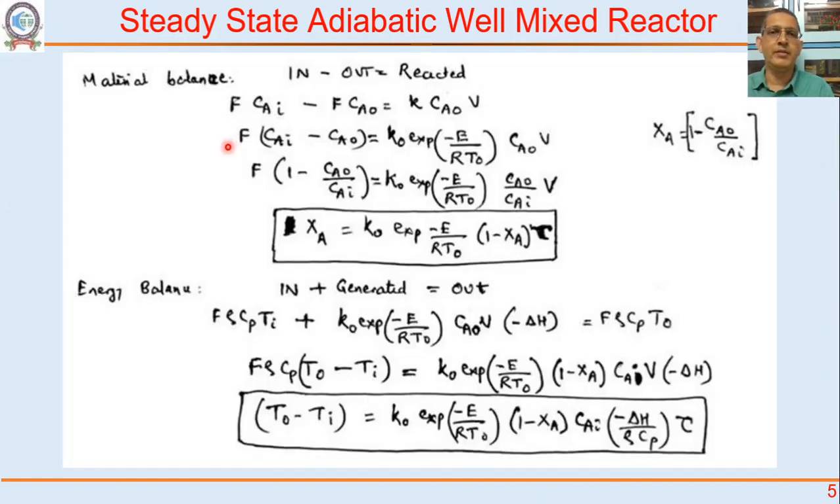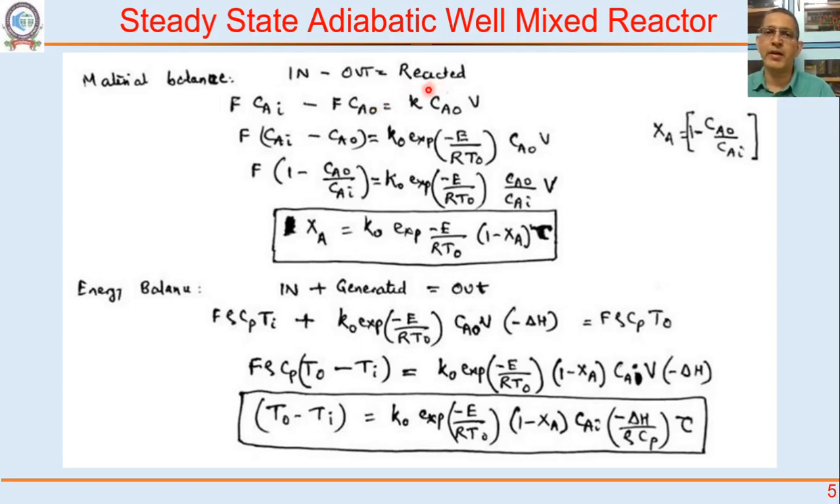Okay, here is some solution. We have written this in the previous class. If I write the material balance, whatever is coming into this reactor minus what goes out must be equal to what is reacted. So what comes in is flow rate multiplied by concentration at the entry, CAI, minus what goes out, flow rate multiplied by concentration at the outlet, CAO.